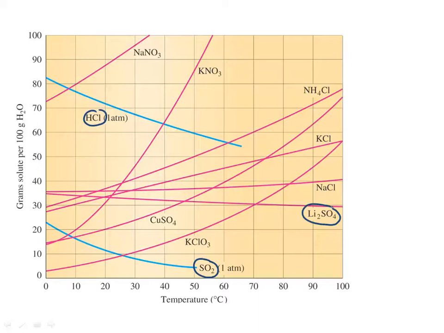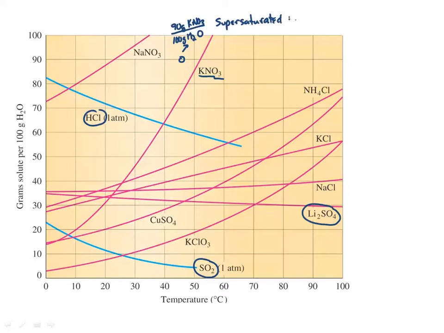If we just pick one line here, for instance, we'll take a look at the KClO3 line. If I have a solution that's about right here, where, say, that represents 90 grams of KClO3 over 100 grams of H2O, does that represent saturated, unsaturated, or supersaturated? Do you even remember those three words? Okay, so this represents supersaturated.